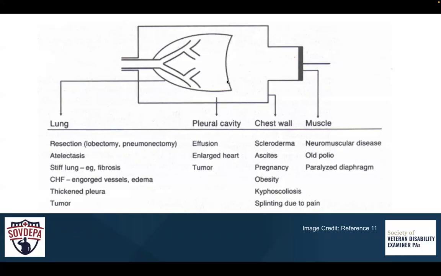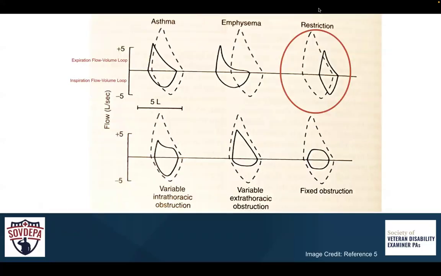And this is just an example about different restrictive lung conditions, where the restriction is coming from the lung parenchyma, the pleural cavity because there's an effusion or a tumor, the chest wall with a chest wall deformity, or a muscle issue where the diaphragm is paralyzed or there's a neuromuscular disease. Again, in restrictive lung disease, the peak expiratory flow may be reached, but the forced vital capacity is so much less than in the obstructive. Okay.